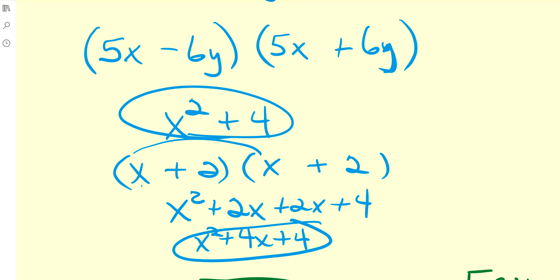If you made this one plus 2 and this one minus 2, which is the only other thing you could do, well, now you're going to have 0 in the middle. You won't have anything here. And this would end up being minus 4. 2 times negative 2 is negative 4. So then your answer is going to be x squared minus 4. But we need x squared plus 4. All in all, it doesn't work. It's not factorable when you have a sum of two squares. Does not work.